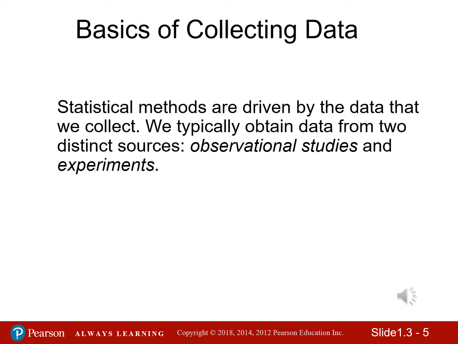Statistical methods are driven by the data that we collect. We typically obtain data from two distinct sources: observational studies and experiments. An experiment deliberately imposes a treatment on a group of objects or subjects in the interest of observing the response. This differs from an observational study, which involves collecting and analyzing data without changing any of the existing conditions.